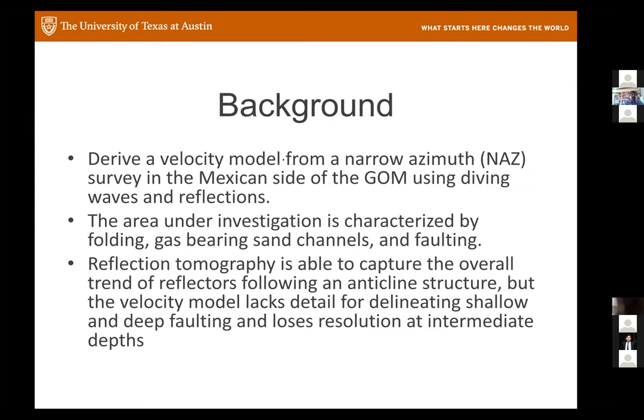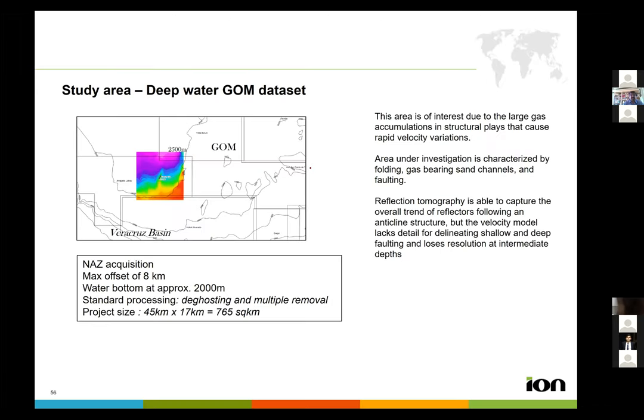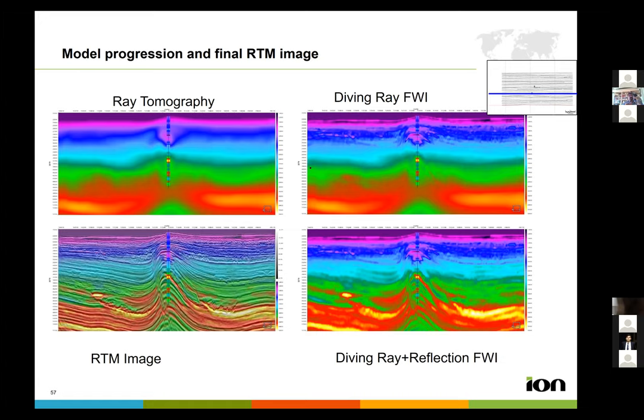Here, the goal was to derive a velocity model from a narrow azimuth survey in the Mexican side of the Gulf of Mexico. So this is the area. You can look at it on my slide. All right, so I'll focus on the results here.